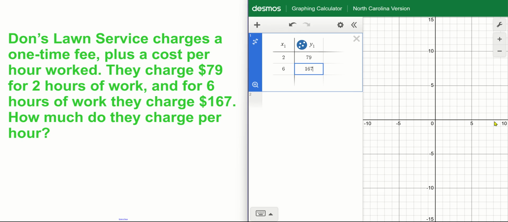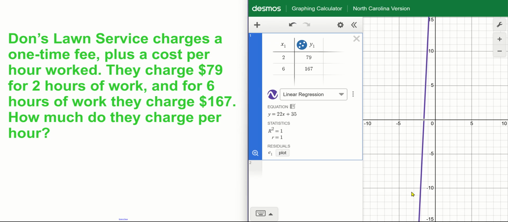Colson? 22 is correct. So you put the ordered pairs into a table, click the regression button. We got our equation there, y equals 22x plus 35. It's asking for the slope because it says per. That's our coefficient. So $22. Any questions on how to do that one?